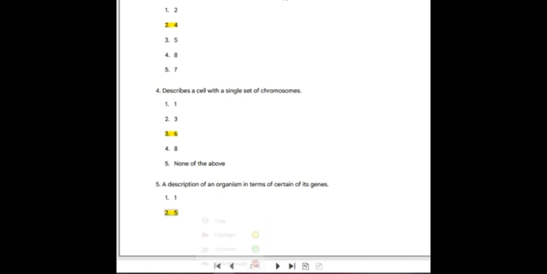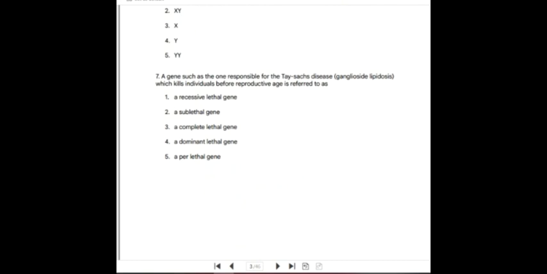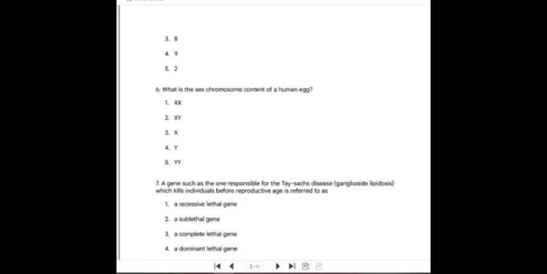We go to question 6. It reads, what is the sex chromosome content of a human egg? 1 is XX, 2 is XY, 3 is X, 4 is Y, 5 is YY. So the human egg, you might think it's going to be XX, right? This is when it has inherited, this is after fertilization.